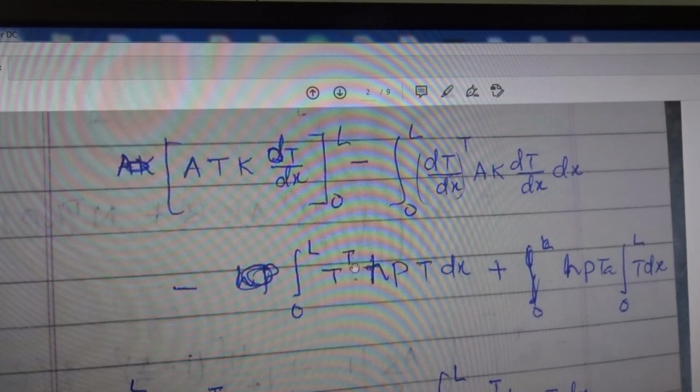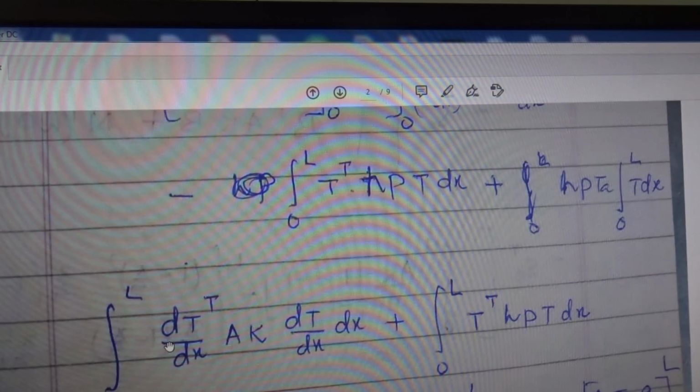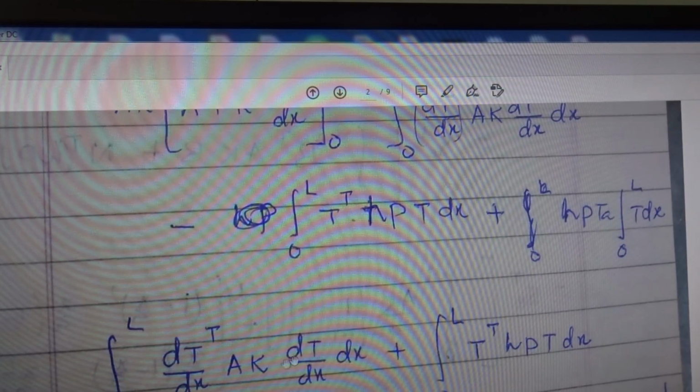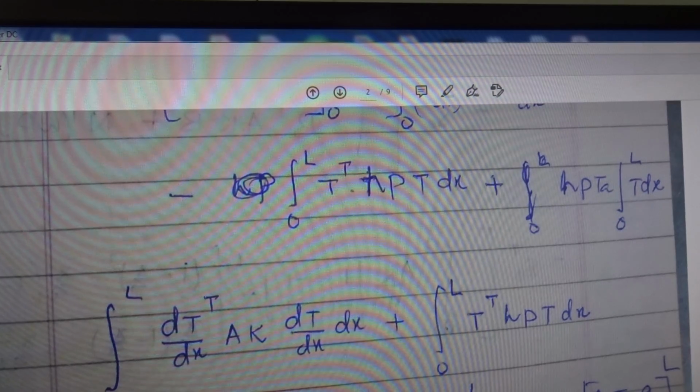So when you put this on one side, this is the integral from 0 to L of dT/dx A k dT/dx dx, and the integral from 0 to L of T transpose hP T dx, is equal to hPT∞ integral from 0 to L of T dx, minus this boundary condition on the right side. You can write it as A T and k dT/dx is equal to minus q(x). So this equation becomes in this form.